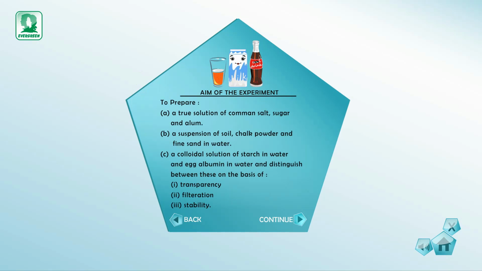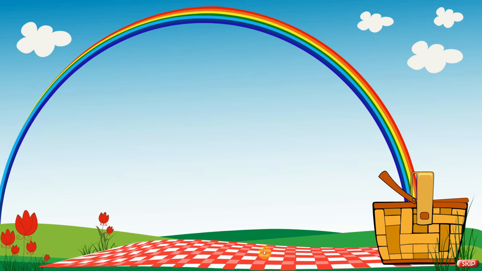Experiment to prepare a true solution of common salt, sugar and alum, a suspension of soil, chalk powder and fine sand in water, and a colloidal solution of starch in water and egg albumin in water, and distinguish between these. We have 3 glasses.